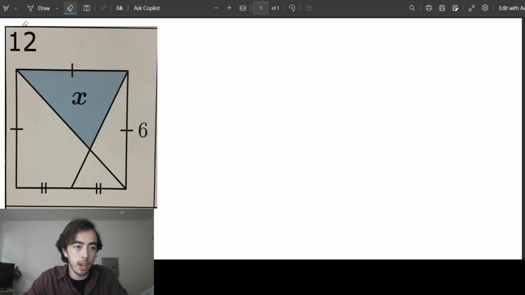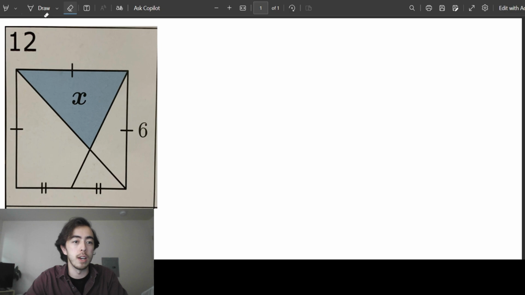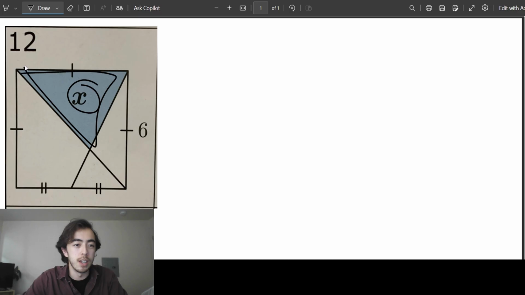And then it looks like we have essentially just the long diagonal here. And then we have another kind of diagonal, and it seems to bisect this bottom side. That's what these markings mean. It just means that this length and this length are equal, or that bottom side is cut in half. And we just want to show that this region has an area of 12.